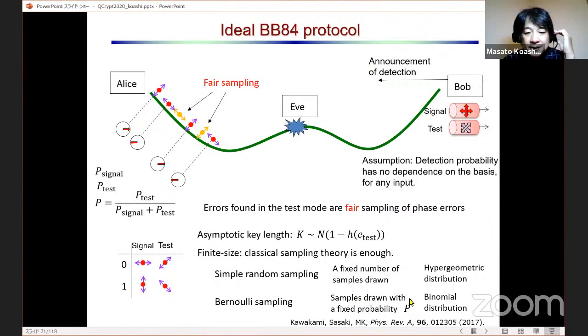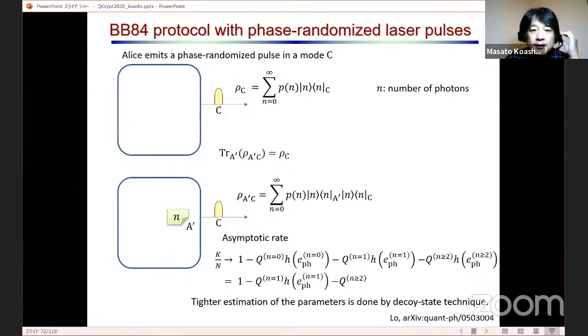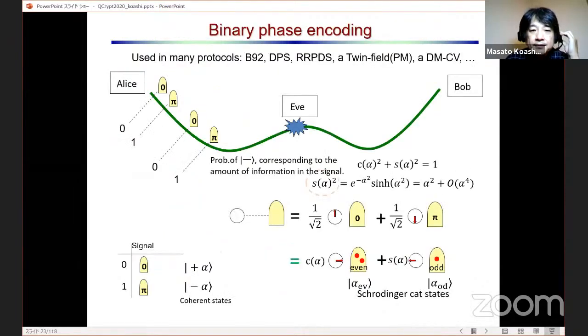And also in this sampling, you only have to handle the binomial distribution. It is easier than considering the hypergeometric distribution. Anyway, in this case, the finite-size security proof is also easy to do. Okay, so I will skip this, and let me move on to the B92 protocol.